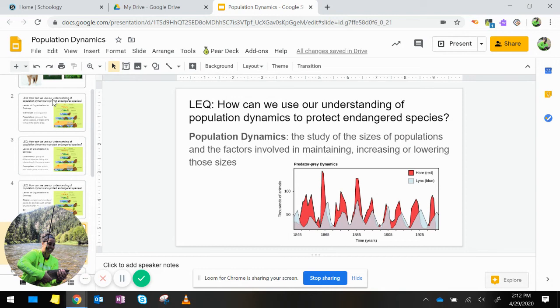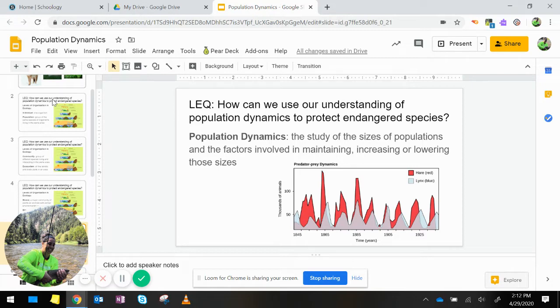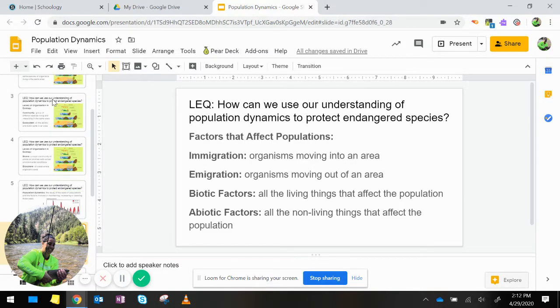So when we start looking at population dynamics, it is the study of the sizes of populations and the factors involved in maintaining, increasing, or lowering those sizes. So if you have a certain number of, let's say, wolves in a population, you can maintain that number, you can increase that number, or you can lower the number. So population dynamics is the study of how populations change, like the numbers and the sizes in the population change. So we have to look at factors that affect populations.